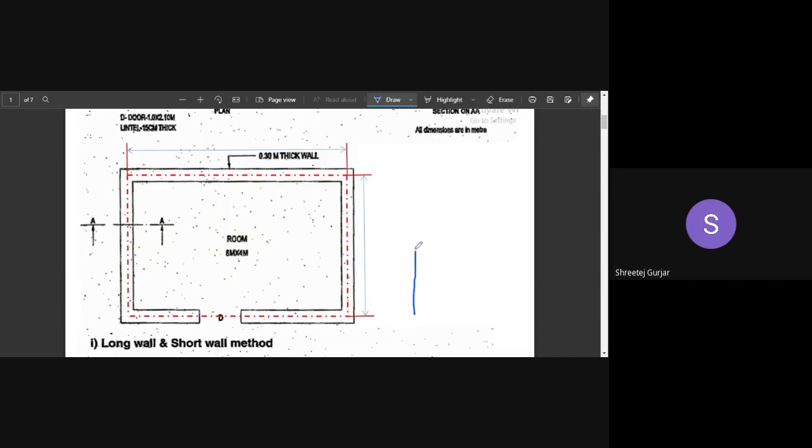So suppose this is your door. This is a front view of your door, and this is your room.